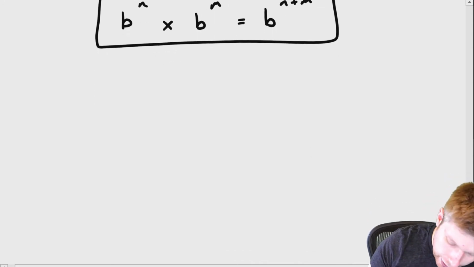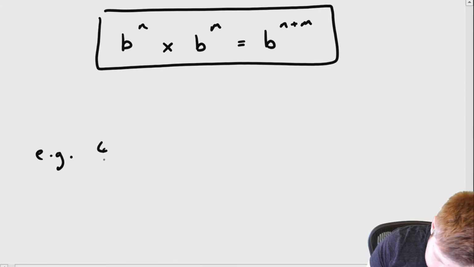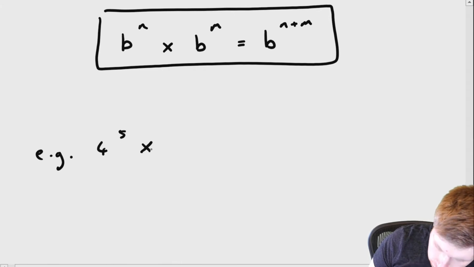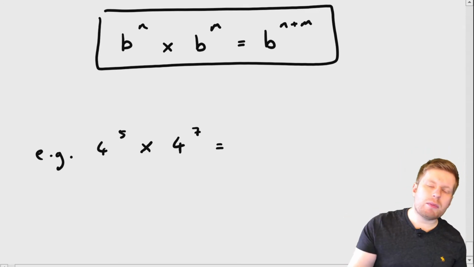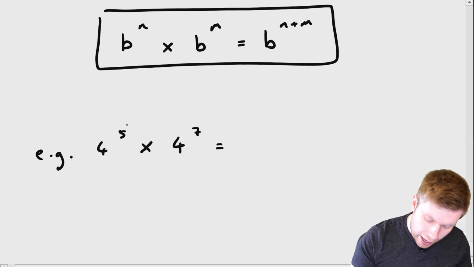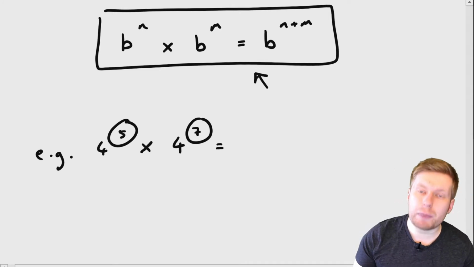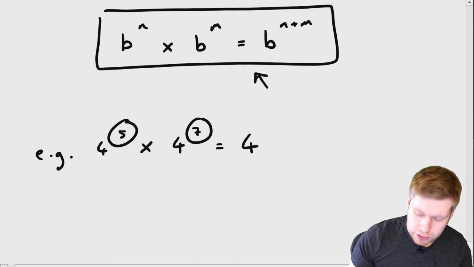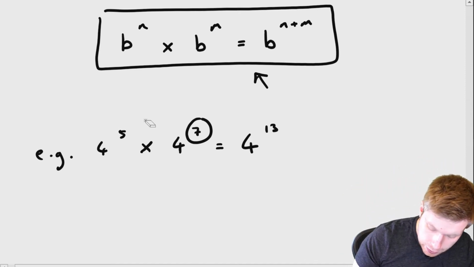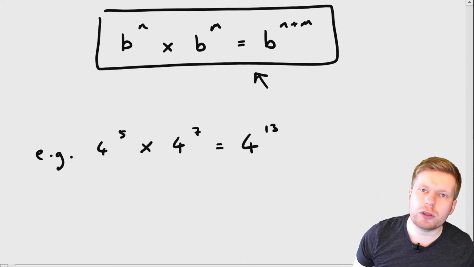Let's suppose I have 4 to the power of 5 and I multiply that by 4 to the power of 7. Well, how many times should I be multiplying 4 by itself? I have 5 times here, 7 times here. This law just tells me that I should add those powers together. So I should multiply 4 by itself 5 plus 7 times, which is 13. So 4 to the power of 5 times 4 to the power of 7, I can shortcut down to 4 to the power of 13.